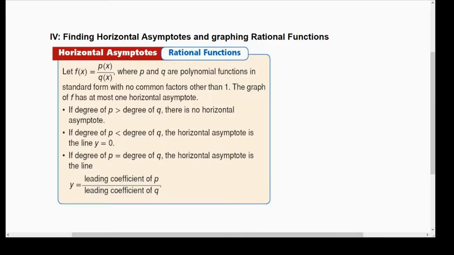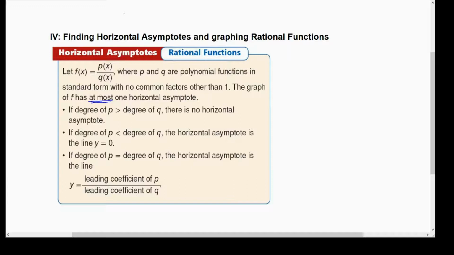It says the graph of f has at most one horizontal asymptote. So that means that we can only have one horizontal asymptote at most, okay? Vertical asymptotes are a little bit different. You could actually have multiple vertical asymptotes, but for horizontal ones, we can only have one. Here's how we're going to find them.